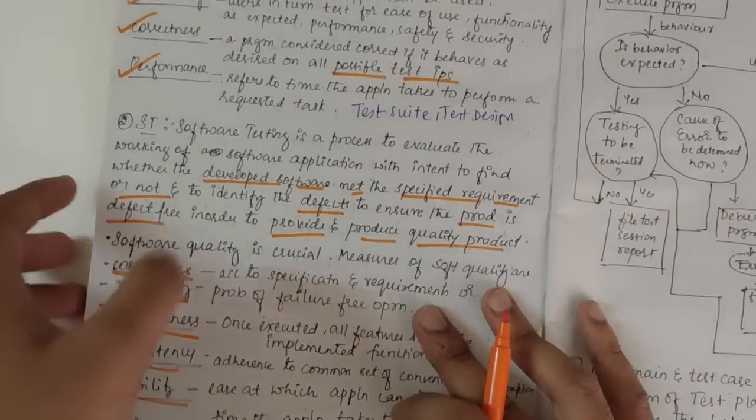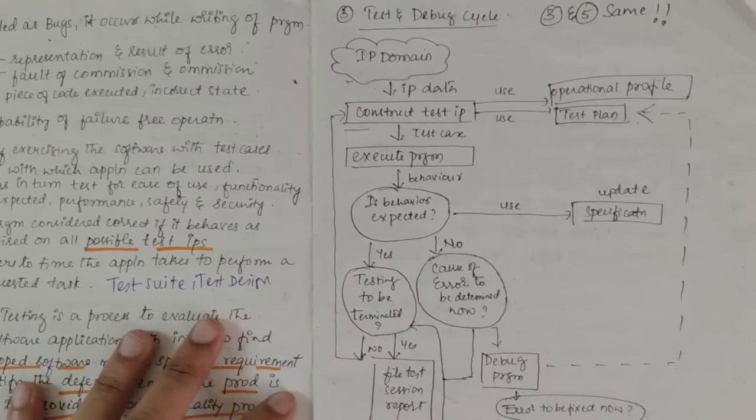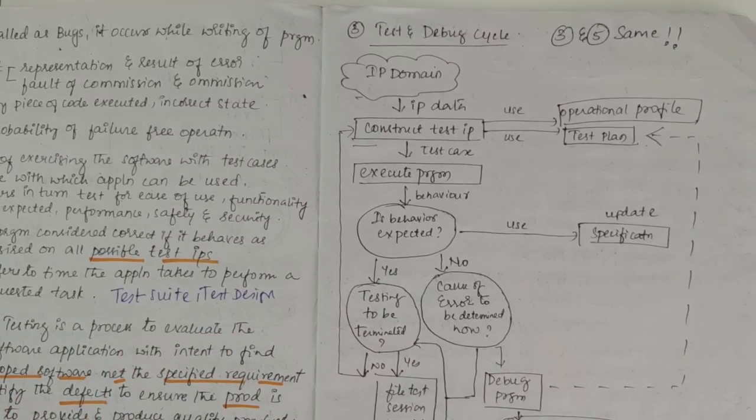Moving on further, we have the test and debug cycle. The test and debug cycle is a pretty important topic. This could be asked for 10 marks, guys. So I would suggest you to cover this topic.